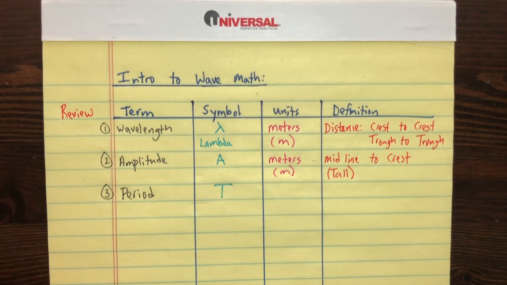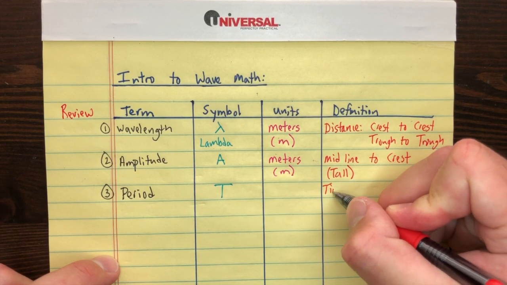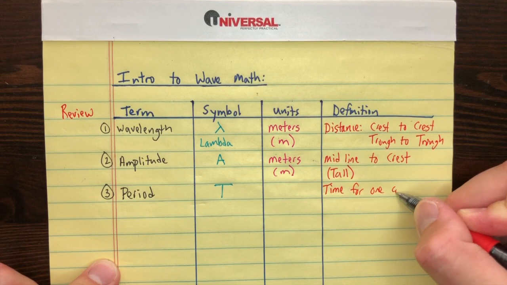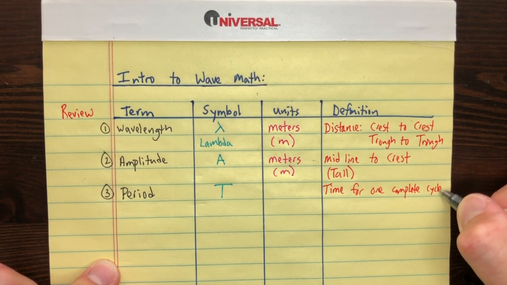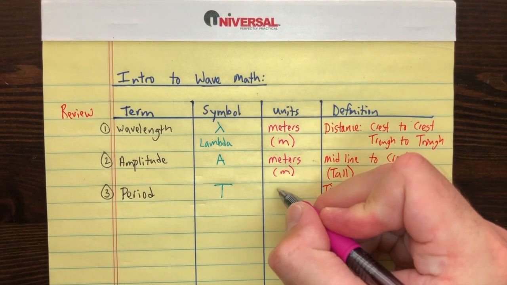So I'm actually going to skip ahead here to the definition. We're just going to say it's the time for one complete cycle. And since it's time, in physics, when we measure time, we use seconds.